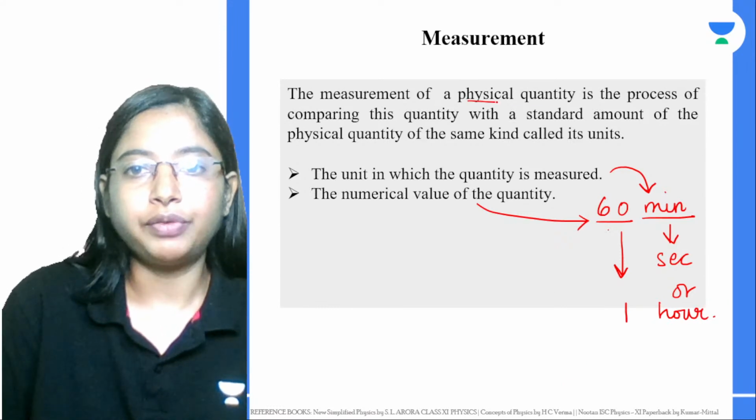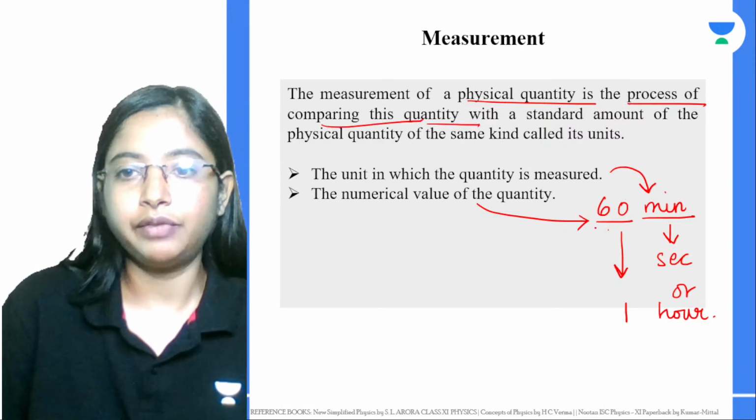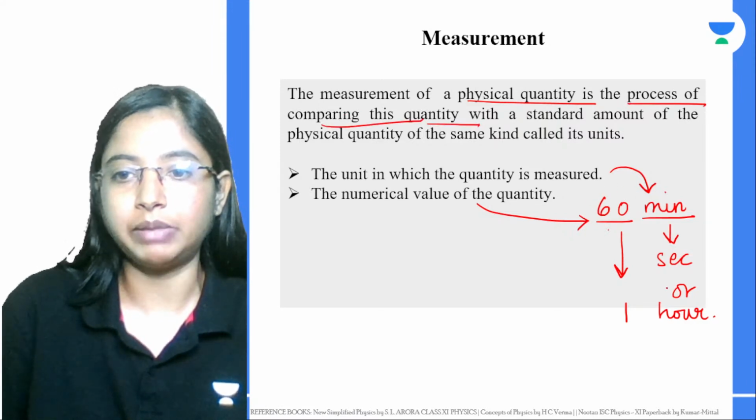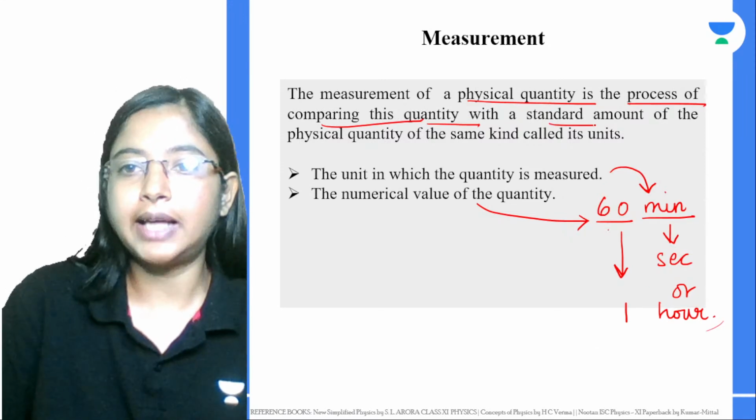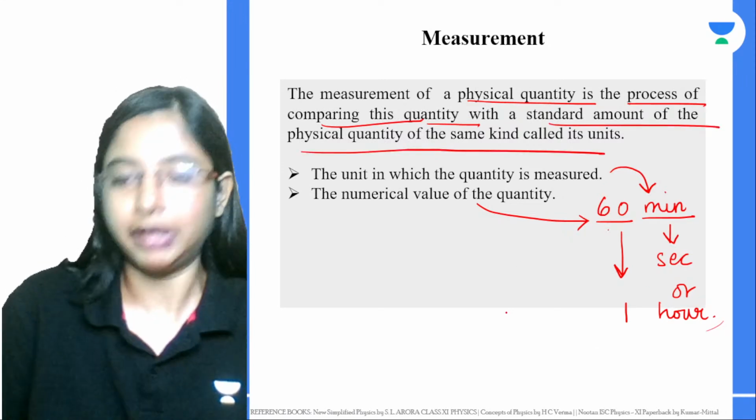So the measurement of any physical quantity is a process of comparing this quantity. Here, what are we comparing? We are comparing 60 minutes with 1 hour, with the standard amount of its physical quantity of the same kind, called its unit.